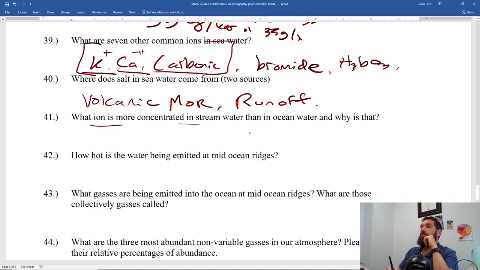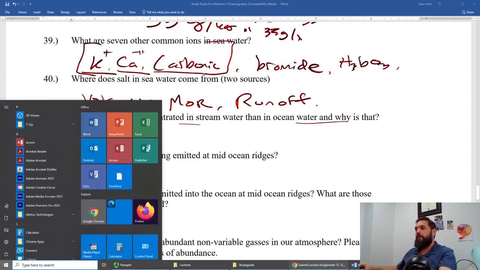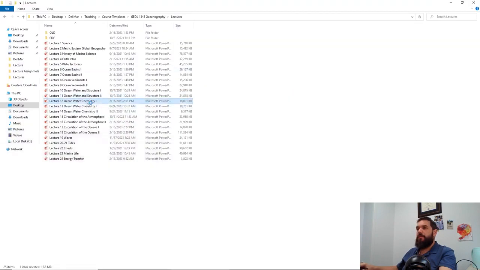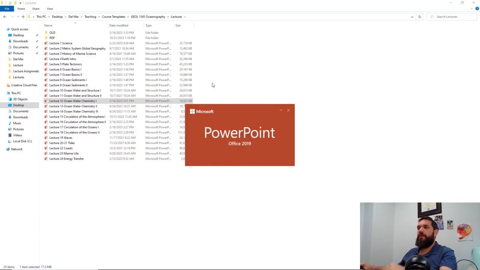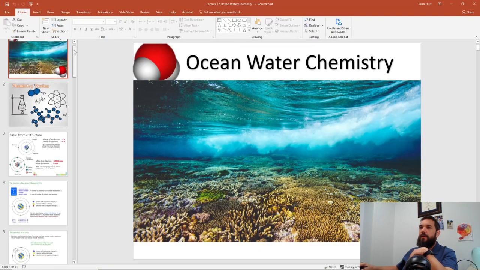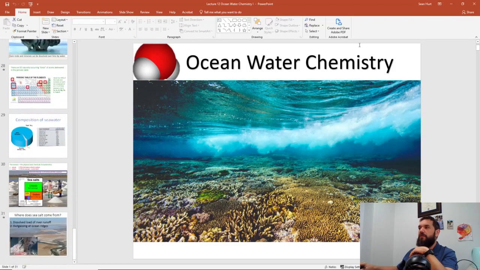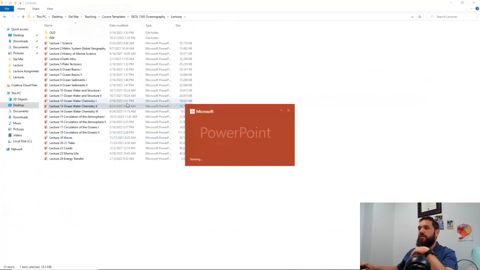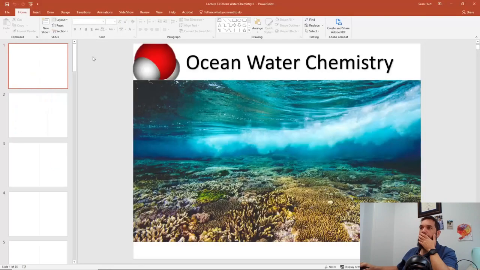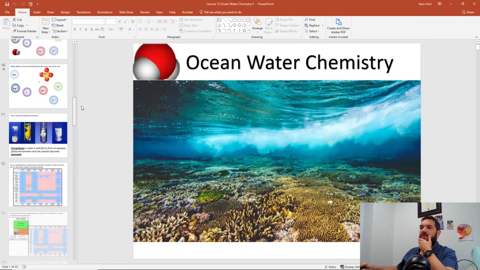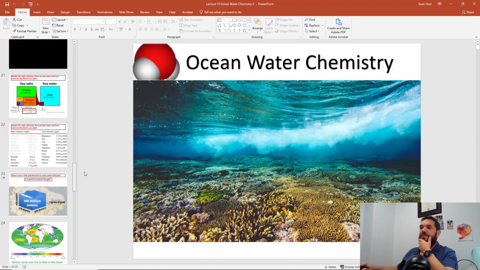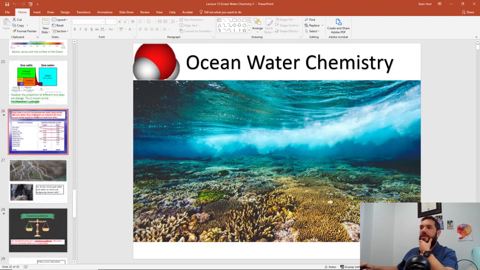Now, what ion's more concentrated in stream water than ocean water? Why is that? I think I'll bring it up for you. Let's see here. Just show you this table. You might remember that silicate is more concentrated. Let me just bring it up so you can see it and remind yourself. Oh wait, actually it's from the second lecture. Just kind of remind you about this stuff. No, here, this one.